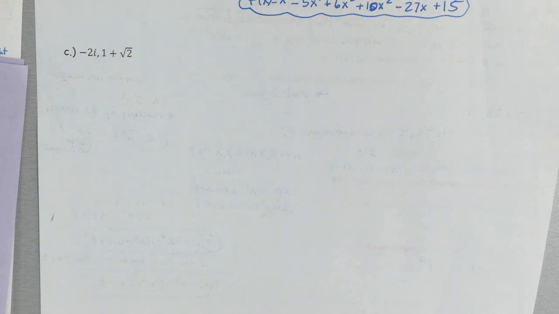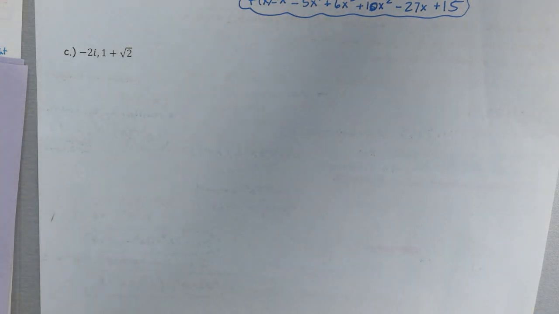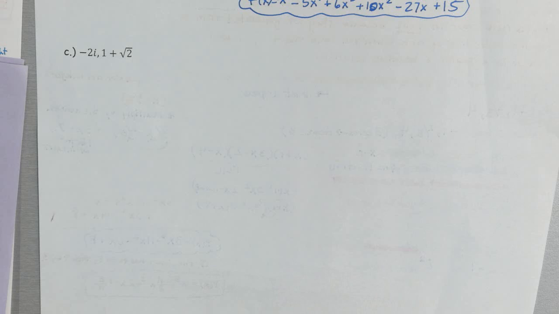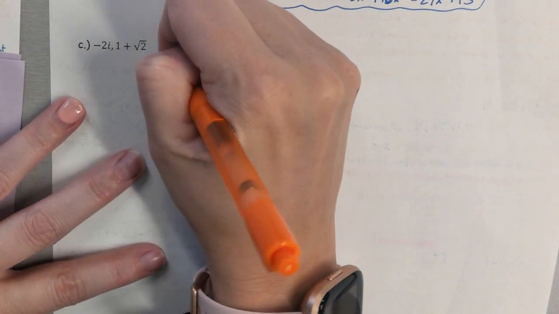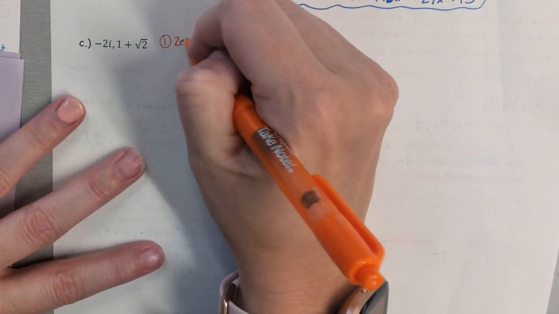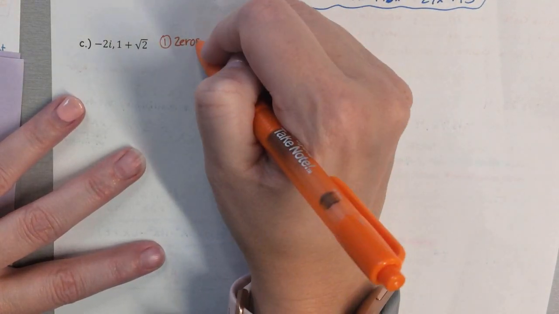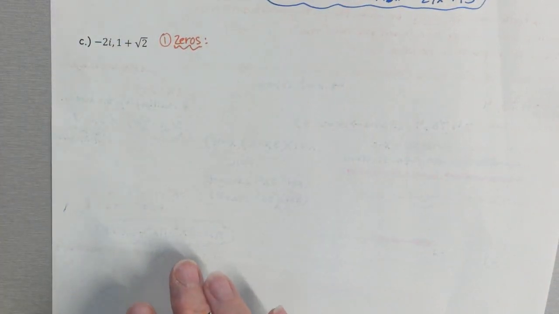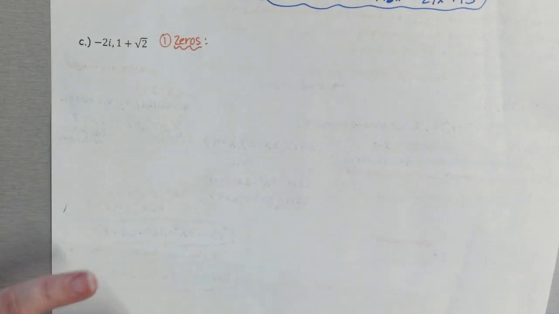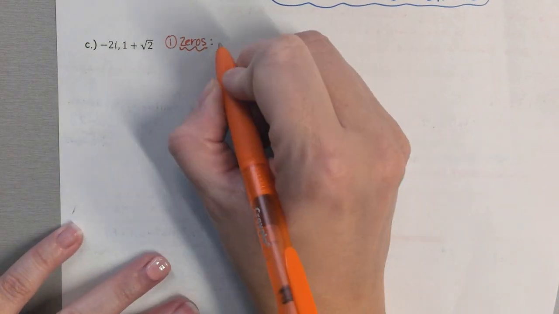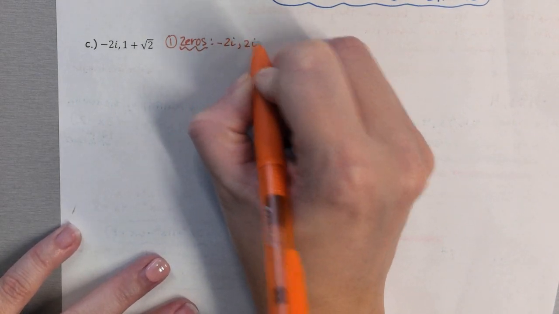All right, so your first zero, negative 2i, does that have a conjugate that has to go with it for the zeros? Does that one have a conjugate? Yes, because what type of zero is this? If there's an i, what type of zero is it? Imaginary. Okay, so if it's an imaginary complex zero, then yeah, it's going to have a conjugate. So if negative 2i is a zero, then 2i is a zero.